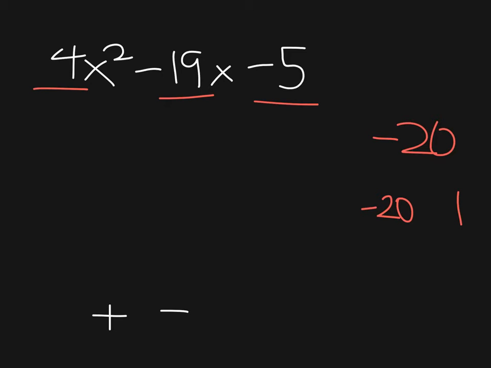So again, I'm going to break this apart. Start off with the beginning part, which is the same. That's going to be minus 20x plus 1x minus 5.